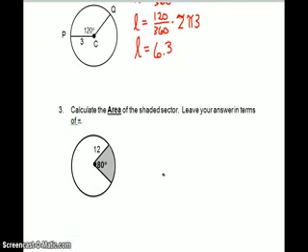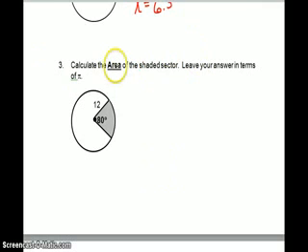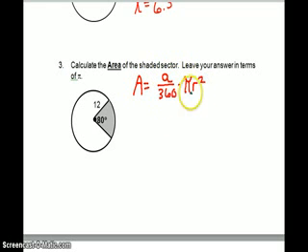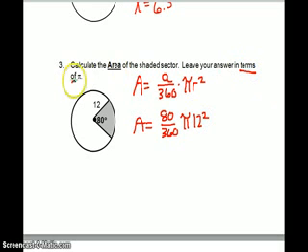Number 3. Calculate the area of a shaded sector. Area again. Area of a shaded sector. This time the formula is A equals little a over 360 times pi r squared. This time we're looking for the fraction of the area. And a this time is 80, so A equals 80 over 360 pi 12 squared.